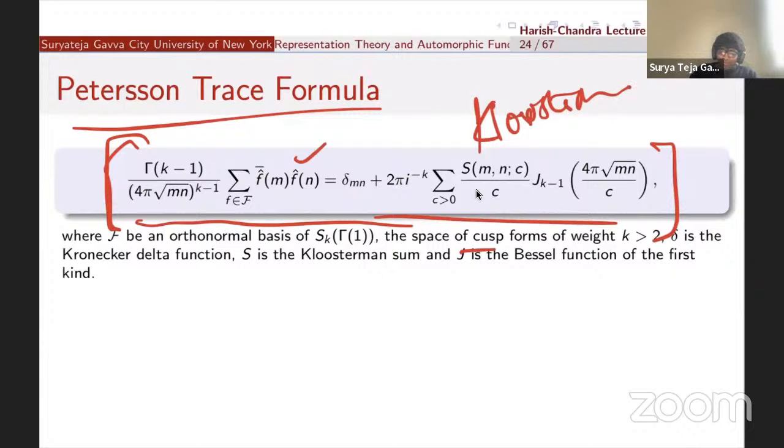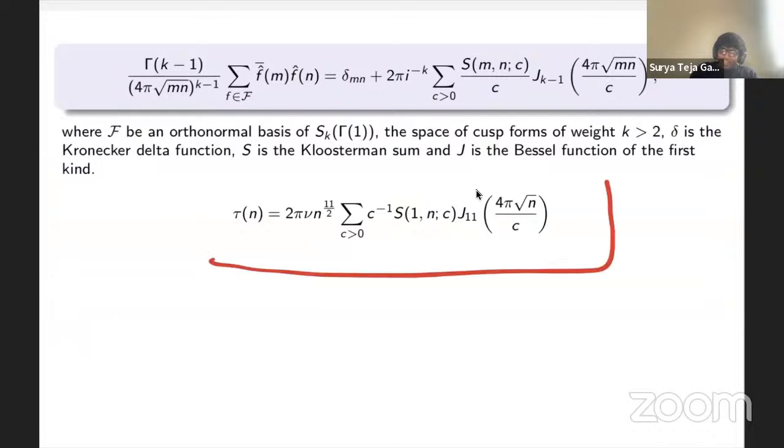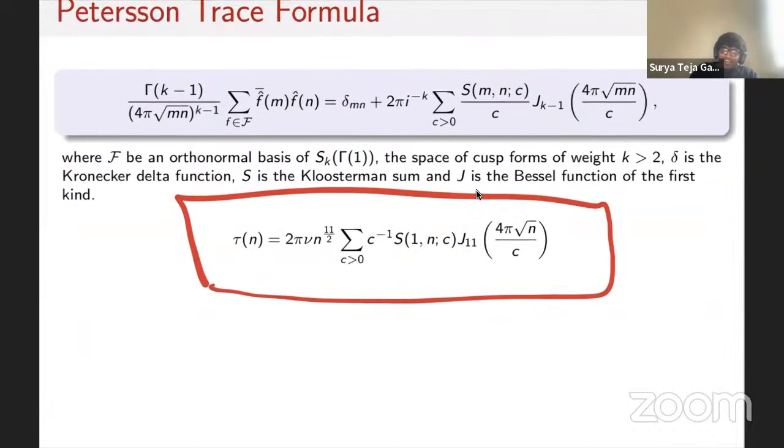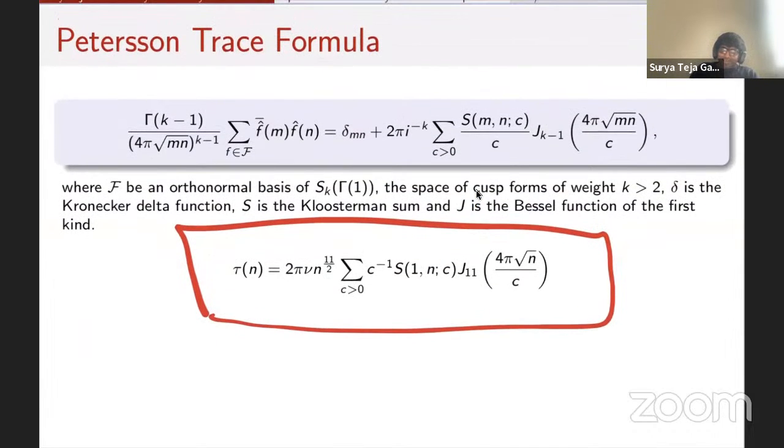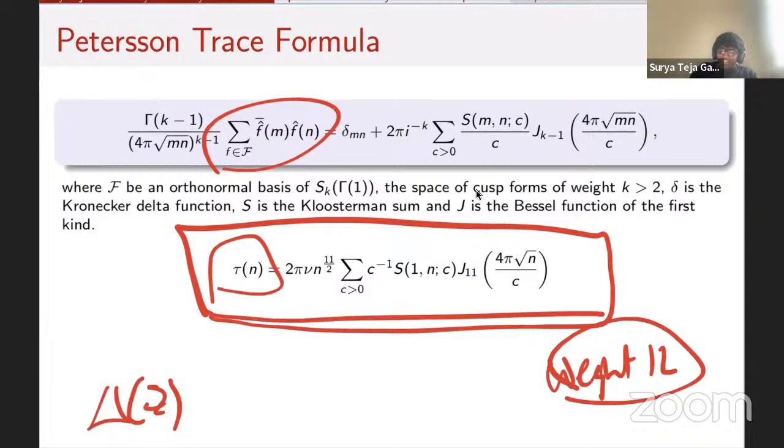And if you're an analytic number theorist, this is really important. In fact, for instance, because for weight 12 forms there is only one, the dimension is 1, there will be only one term on this side, and that one term essentially can be made to be equal to this tau of n, which is the Fourier coefficient for the delta function. And then you get a formula for tau of n in terms of the Kloosterman sums. And this is helpful to get bounds.